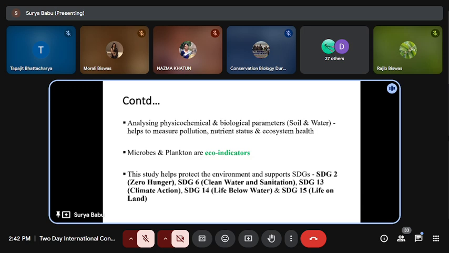It is important to assess the pollution as well as the nutrient status and the ecosystem health. Microbes and planktons are both eco indicators. So by analyzing their changes, it is easy to interpret the changes in the pollution or nutrient status as well as the ecosystem health. And the study helps to protect the environment as well as support some sustainable development goals.